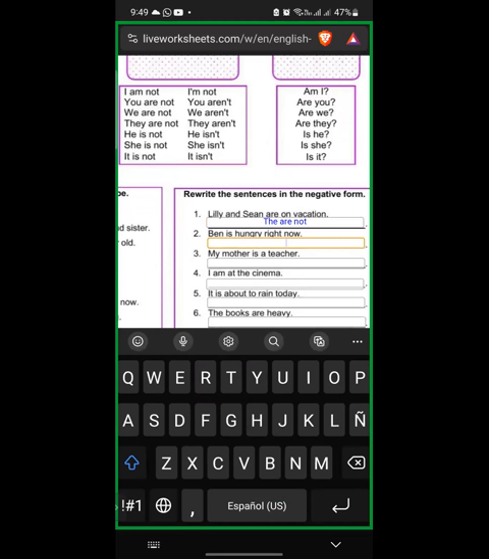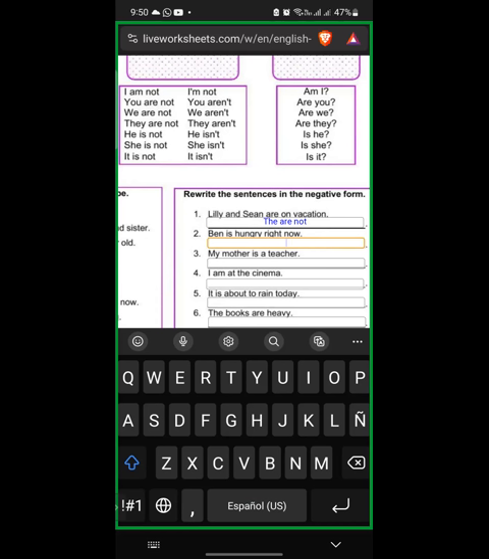And number two, Ben is hungry right now. Ben es él. Sería. Digamos que dice no tiene hambre, sería no tiene hambre, sí, porque si es negativo, sí. Ben is hungry right now. Sería entonces, como habla de él, ¿verdad? He isn't, he's not, he isn't.